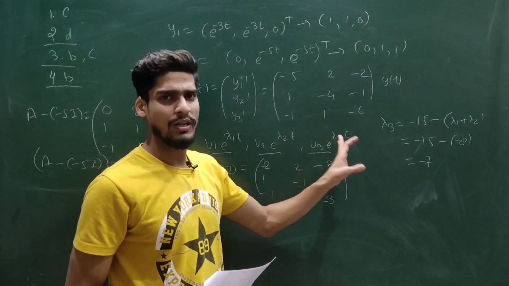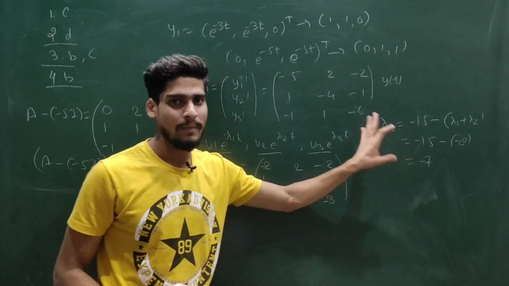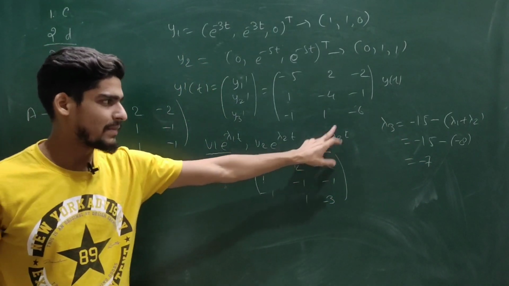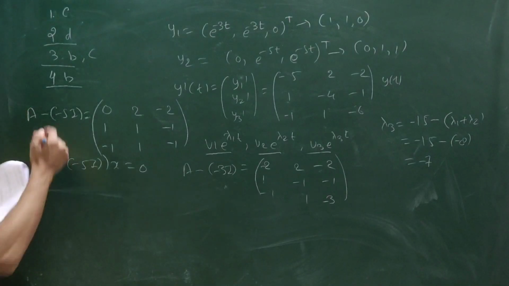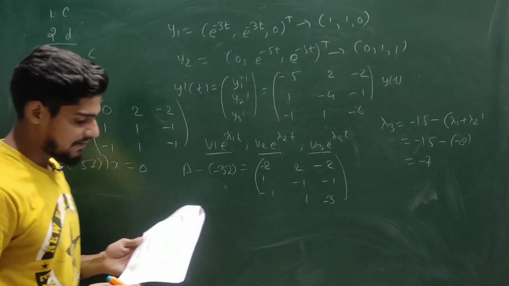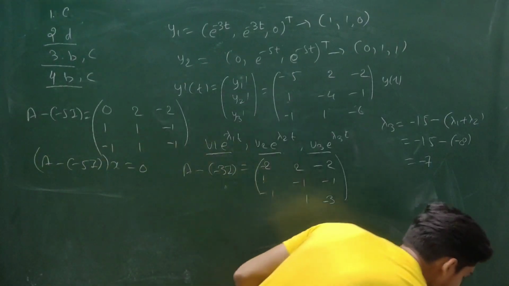If they are forming a solution, I have another eigenvalue, I can find the eigenvector corresponding to this, then I will take v3 e power -70. So I will get a basis. So option C is correct. Option D, y1 and y2 are linearly dependent, false. So B and C are most appropriate.